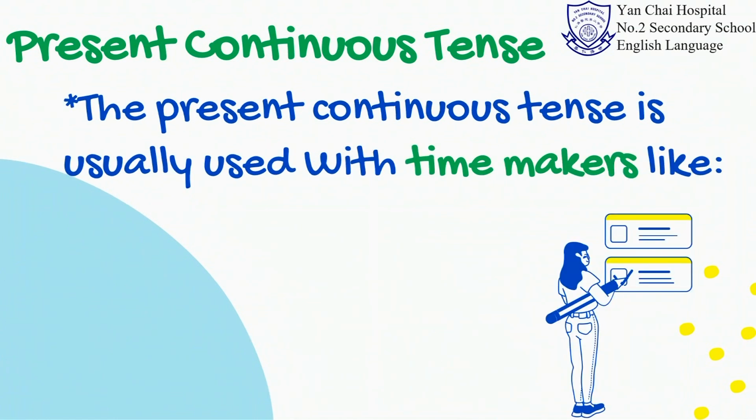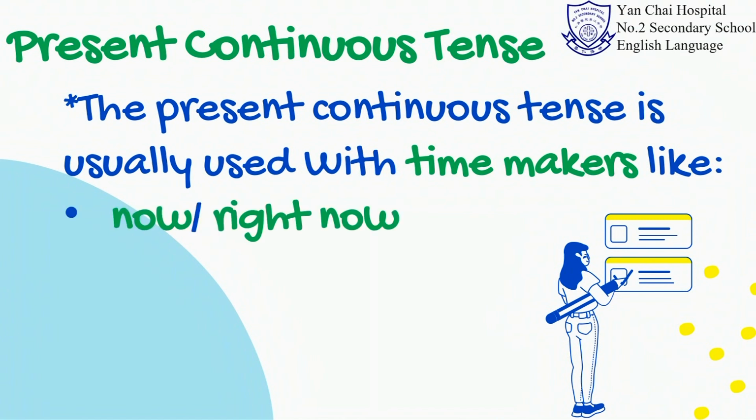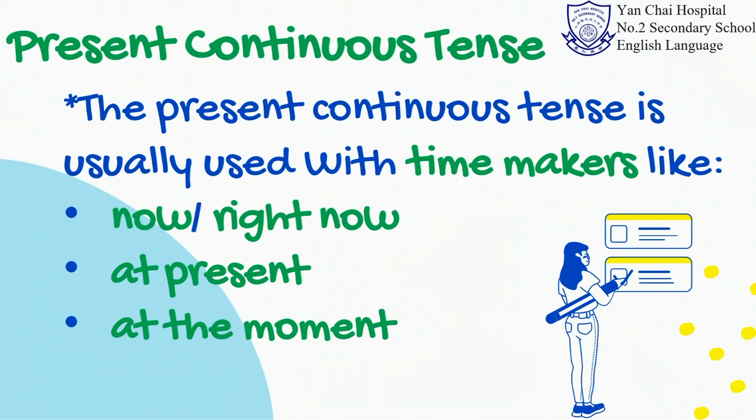Please note that the present continuous tense is usually used with time markers like now, right now, at present, at the moment, currently.